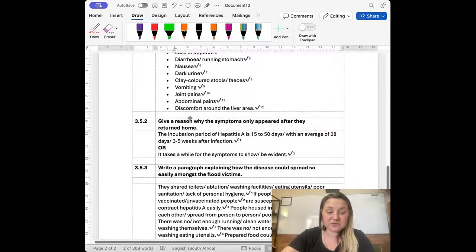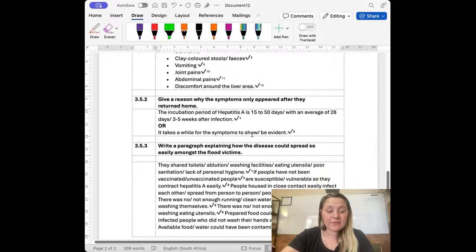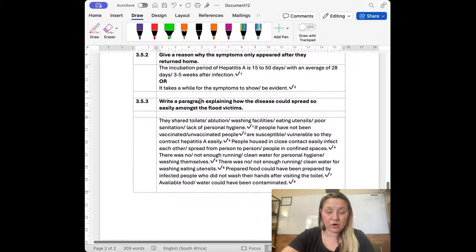Then for 352, the reason why these symptoms appeared after they returned home. The incubation period of hepatitis A is 15 to 50 days, average of 28, or if you said 3 to 5 weeks, so you'll get a mark for any of those times. Or if you just say that it takes a while for the symptoms to show. My advice is to use the days or the weeks in your answer and not to give a general answer as it will take time. Right. Then 353 is where we had to write in a paragraph.